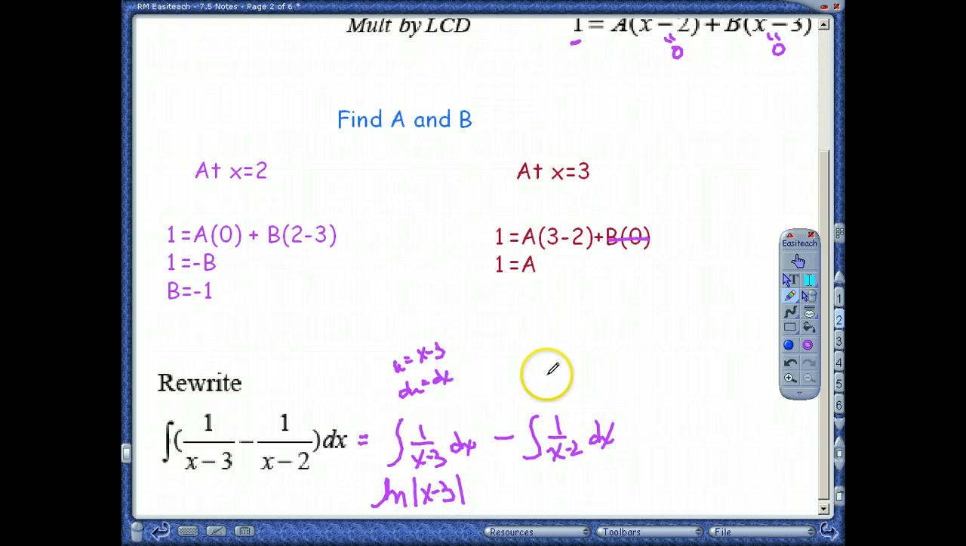Same thing here. If I do a u substitution, I'm going to have x minus 2. My du is going to be dx. So this guy is going to look like du over u. So when I integrate that, I get the natural log of the absolute value of x minus 2. Okay. Don't forget your plus c.